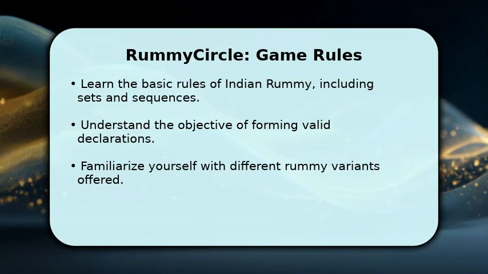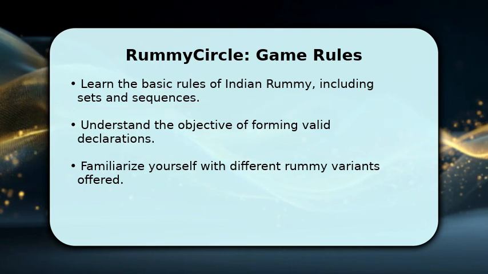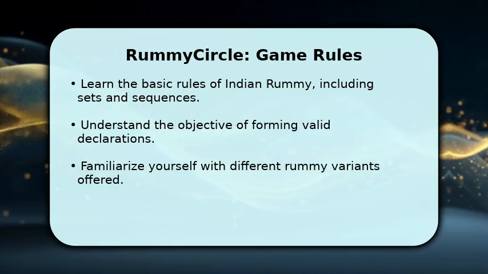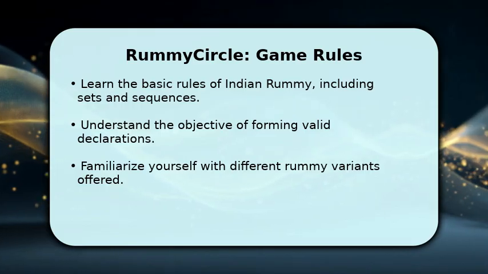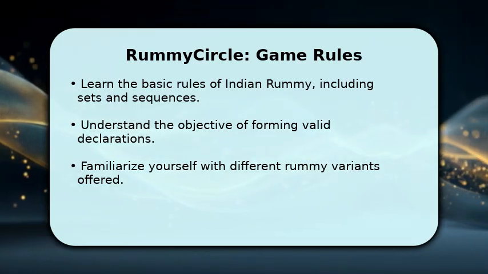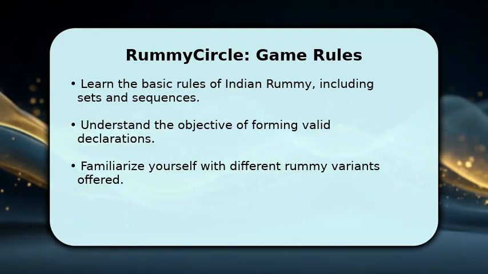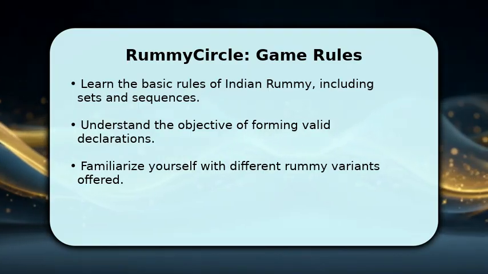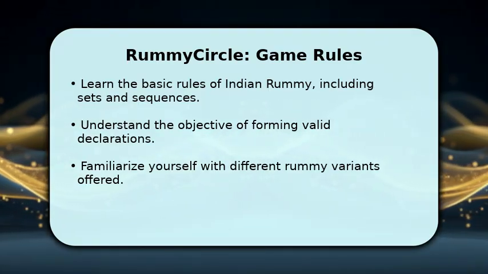Before diving into a game, it is essential to understand the rules of Indian Rummy. The primary goal is to form valid sets and sequences from your 13 cards. A valid declaration requires at least 2 sequences, one of which must be a pure sequence. Rummy Circle offers popular variants like Points Rummy, Pool Rummy, and Deals Rummy, each with slightly different scoring and gameplay. Taking a few minutes to review these rules will significantly enhance your playing experience.